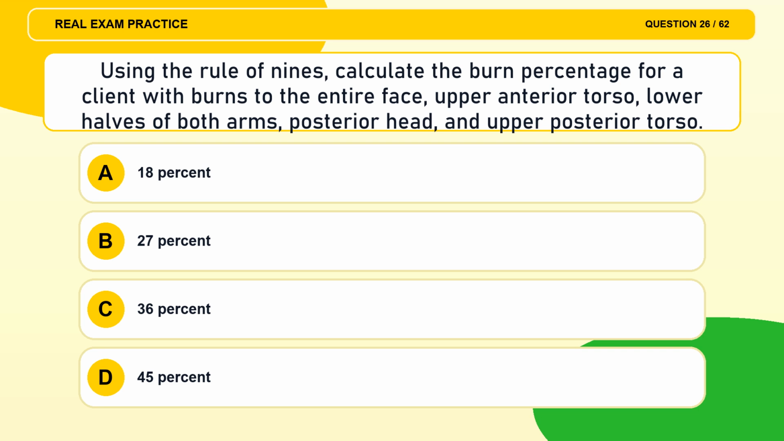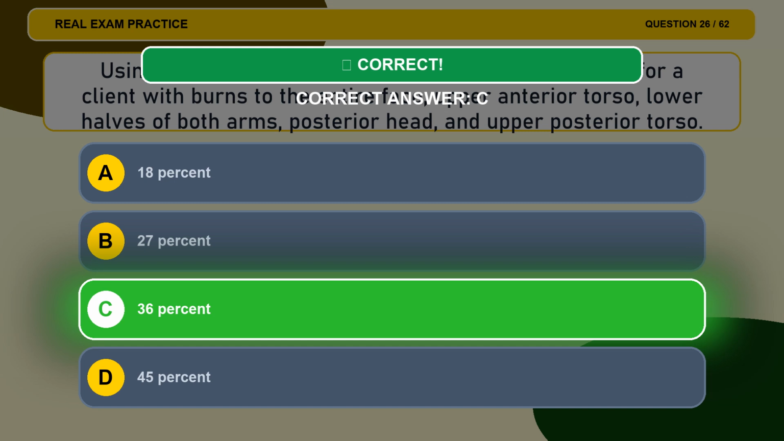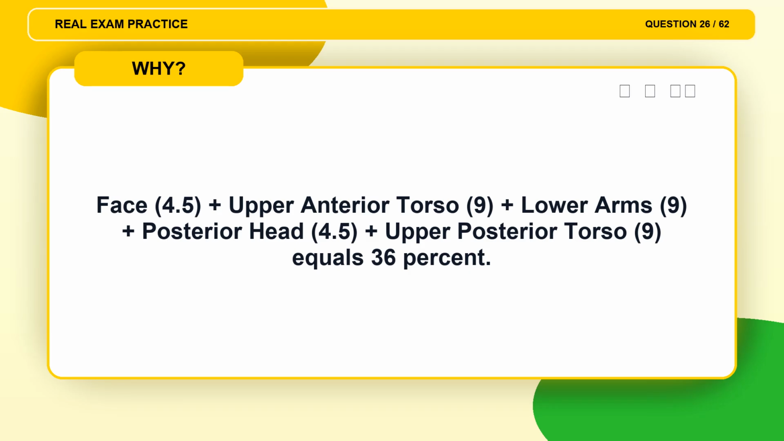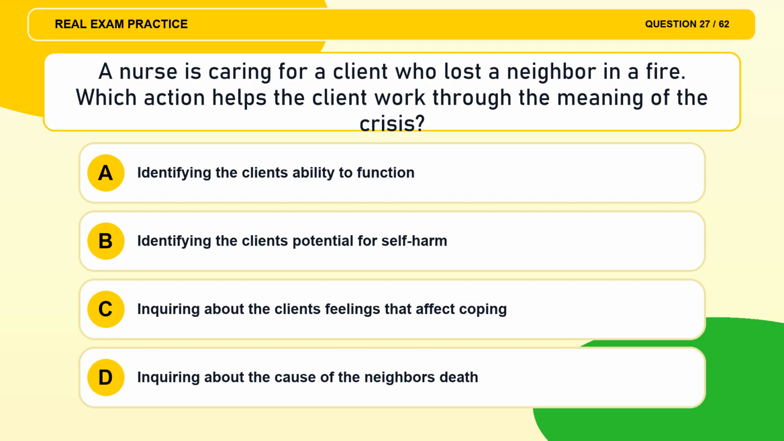Option A 18%, Option B 27%, Option C 36%, Option D 45%. The correct answer is Option C, 36%. Face, 4.5, plus upper anterior torso, 9, plus lower arms, 9, plus posterior head, 4.5, plus upper posterior torso, 9, equals 36%. Question 27. A nurse is caring for a client who lost a neighbor in a fire.